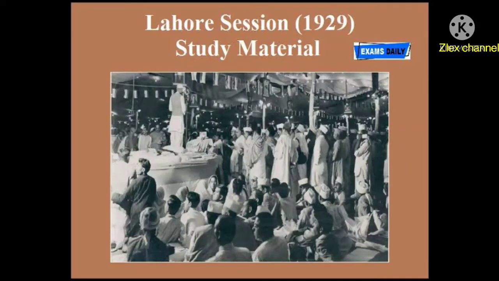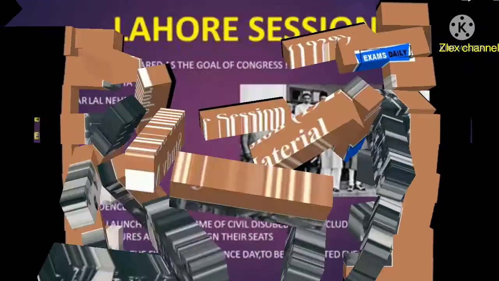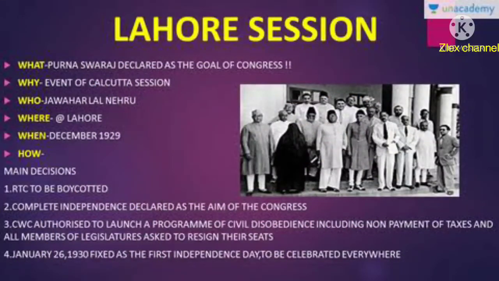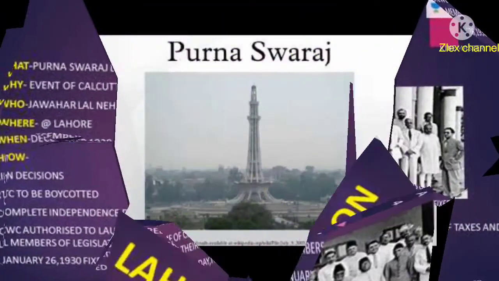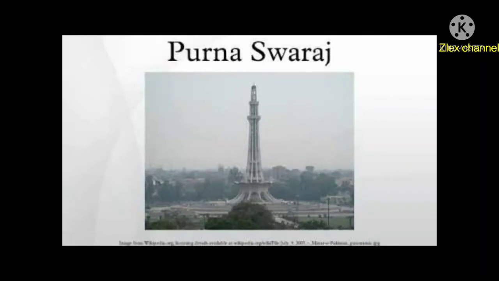Friends, do you know why they selected the day of 26th? Because it has a historical importance. Why? At the Lahore session of the Congress in December 1929, it was decided that 26 January would be celebrated as the day of Purna Swaraj, which means complete independence. So when India became independent, 26 January was chosen as the day to declare India a republic.